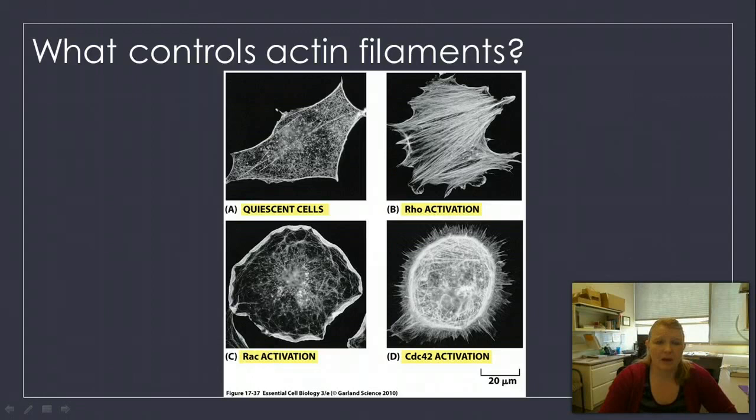So this is the end of our short little topic on actin filaments. When you're ready, move on to topic 4, where we're going to talk about muscle contractions and bring all this together a little bit.